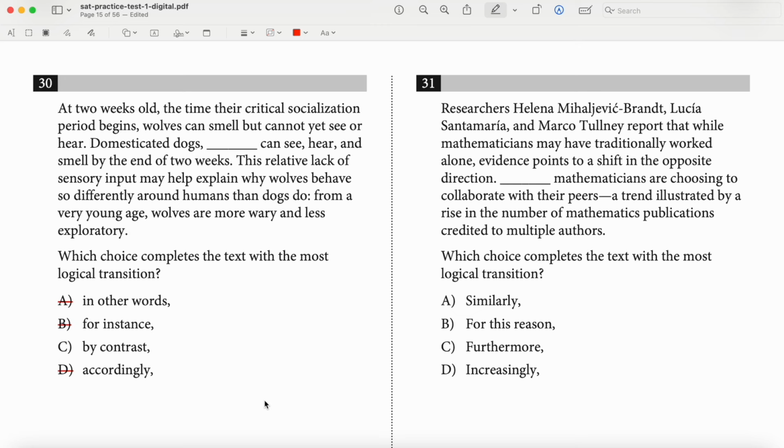What's the main idea in the second sentence? It's just showing that mathematicians are now choosing to collaborate. Yeah, now they're choosing to collaborate. Absolutely. That's it.